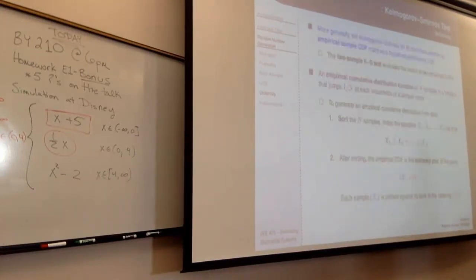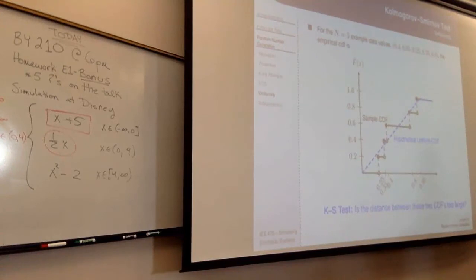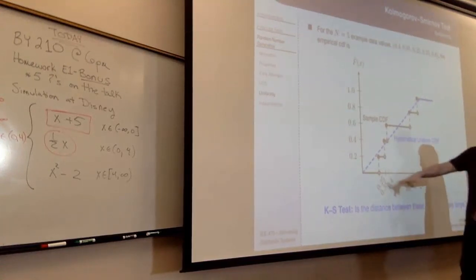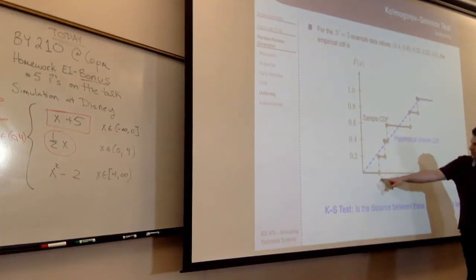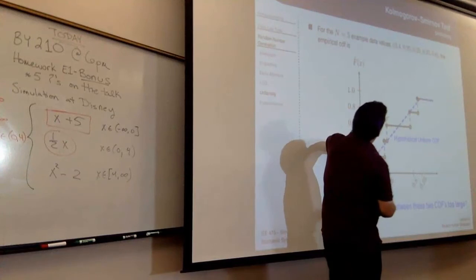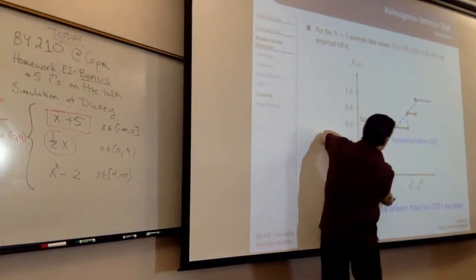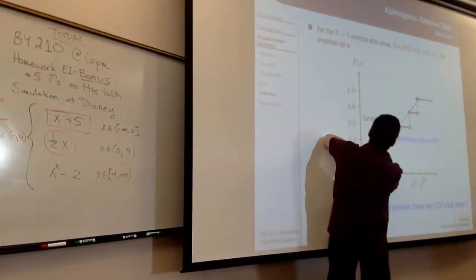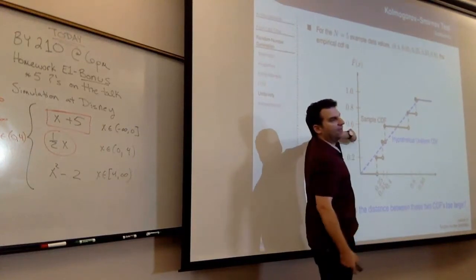Fast forward to the graph, what are you plotting on the x-axis? The x-axis are the actual data points. Okay. So 0.25 was the earliest in the order, so then it gets plotted against 1 over 5. And then 0.35 is the next one, so it gets plotted against 2 over 5, and so on.